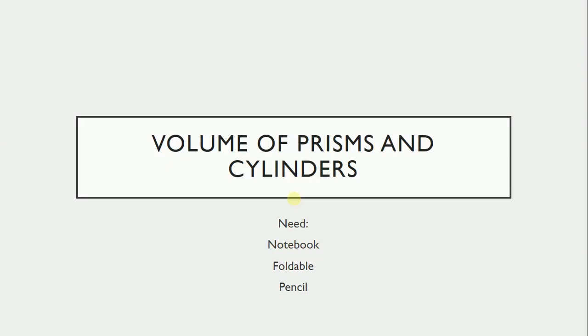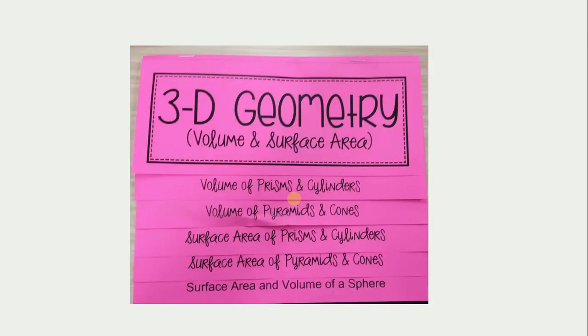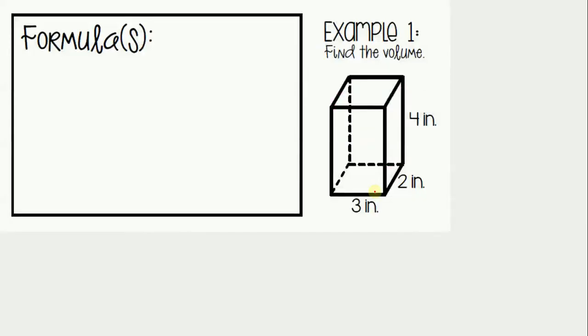So today we're going to look at the first day on volume, prisms and cylinders in regard to that. You're going to want your notebook, the foldable that we've been using for all of these notes, pencil, and then you might want a calculator as well today. So today we're going to start actually on the very first flap right here, volumes of prisms and cylinders. So go ahead and open up to that one.